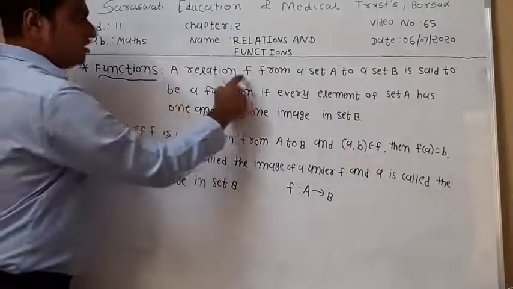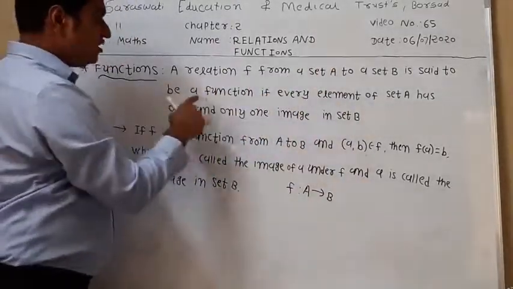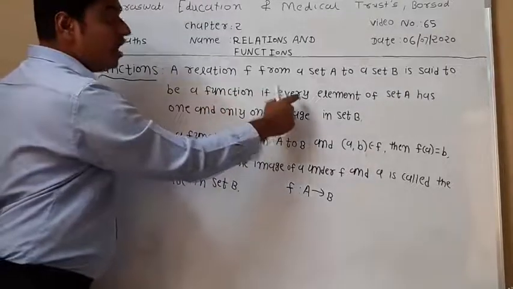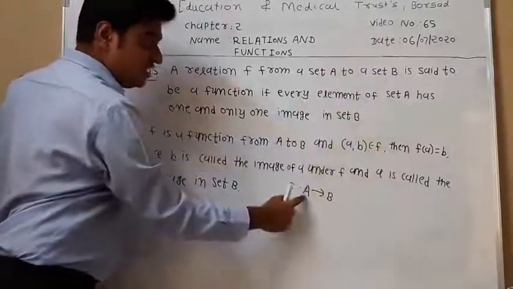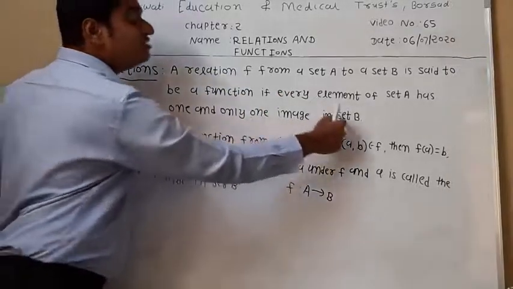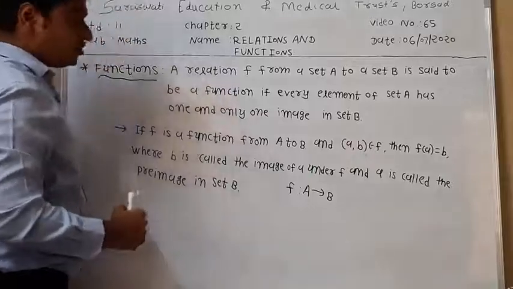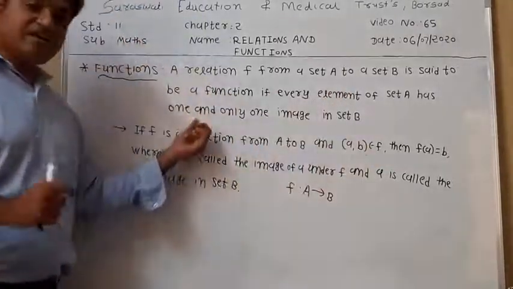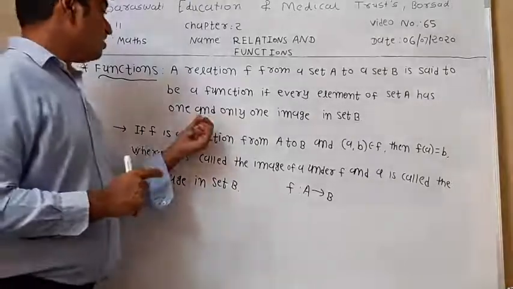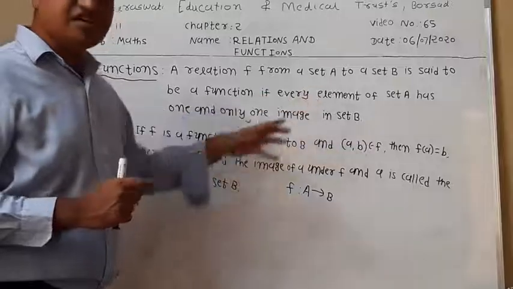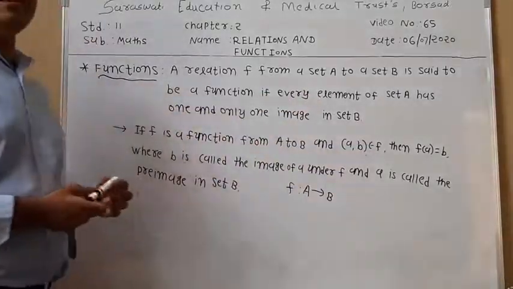Now a relation f from a set A to set B is said to be a function if every element of set A has one and only one image in set B. Once again, every element of set A has one and only one image in set B. So what is the meaning of image?